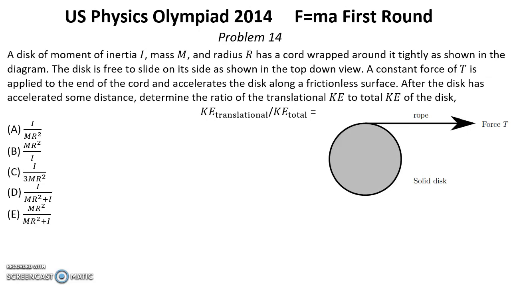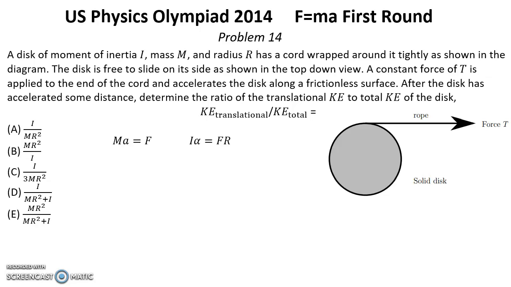Problem number 14. A disk of moment of inertia I, mass m and radius r has a cord wrapped around it tightly as shown in the diagram. The disk is free to slide on its side as shown in the top-down view. A constant force of T is applied to the end of the cord and accelerates the disk along a frictionless surface. After the disk has accelerated some distance, determine the ratio of the translational kinetic energy to total kinetic energy of the disk.